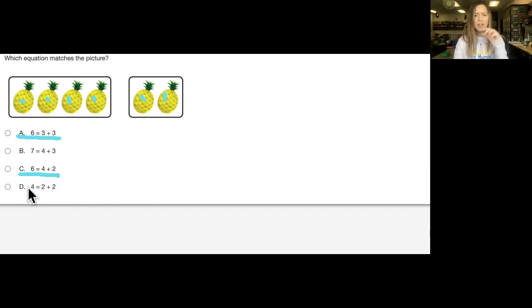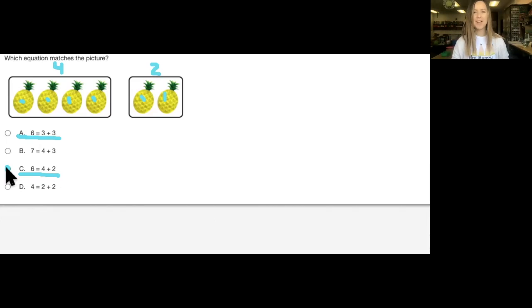Now, let's take a look at what the groups are. How many pineapples are in the first group? You're right, there are 4. How many are in the second group? Right again, there are 2. So our first group has 4, and our second group has 2. Is that 6 equals 3 plus 3? No, that can't be right. Is that 6 equals 4 plus 2? It is! We found our answer. Answer choice C. Great job.